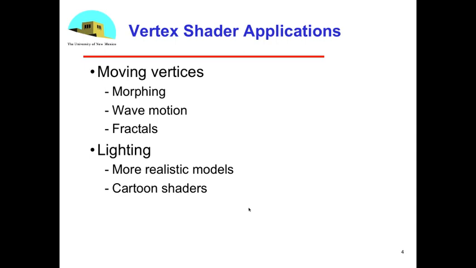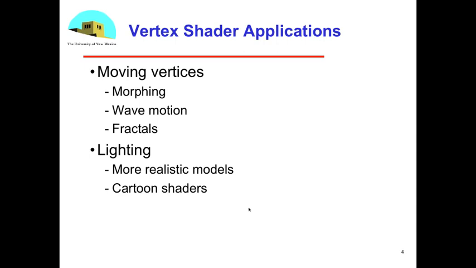A lot of these applications are of two forms. They're of moving the vertices, taking the values that come in from the application, and then within the vertex shader changing those locations. The other main area is under lighting, in that many of the things that we can do within the application can be done much better and in a much more flexible way by doing them in either the vertex shader or the fragment shader.